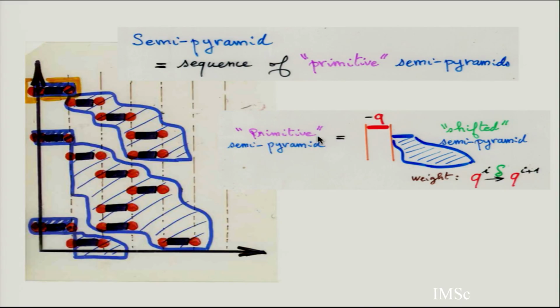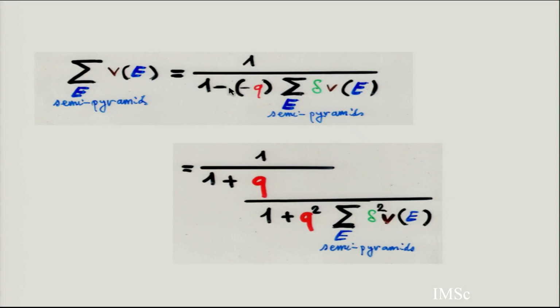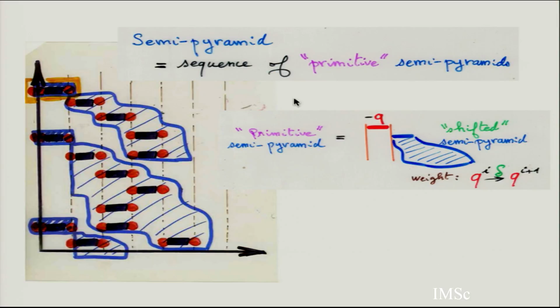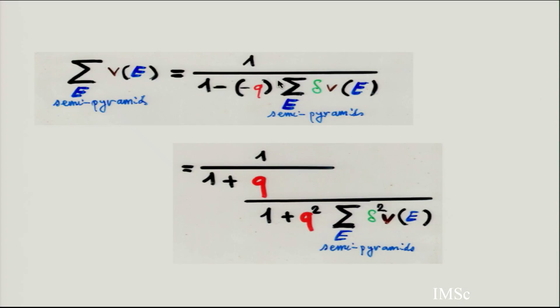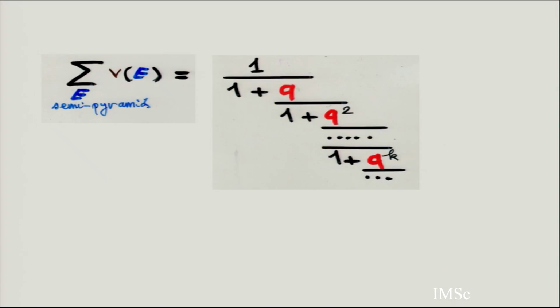And so you can deduce the generating function for semi-pyramids, it's a sequence of primitive semi-pyramids. So it's 1 over 1 minus the generating function of primitive semi-pyramids, but there is minus q, the dimer, the maximal piece, you delete it. Here I delete minus q, and what I get is a shifted general semi-pyramid. So minus q times the sum over all general semi-pyramids, but shifted. The weight is shifted by replacing q power i by q power i plus 1. So I can write this as 1 over 1 minus, etc., etc. You repeat, shifted by 2, and you repeat, and you get the continued fraction.